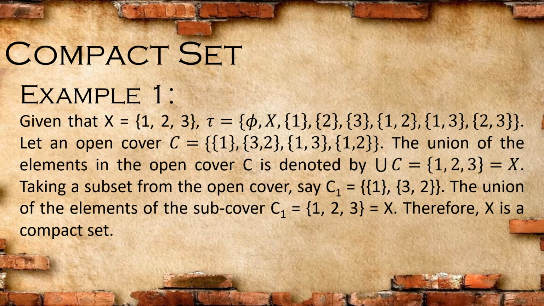The union of the elements in the open cover C is denoted by the union of C, which is equal to {1, 2, 3}, which is equal to X, or the given set. Taking a subset from the open cover, we have 4 elements of different subsets. We say a subcover C sub 1 is equal to the set {{1}, {3, 2}}. The union of the elements of the subcover C sub 1 is equal to the set {1, 2, 3}, which is still equal to the given set. Therefore, X is a compact set.